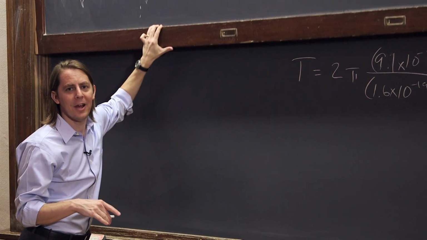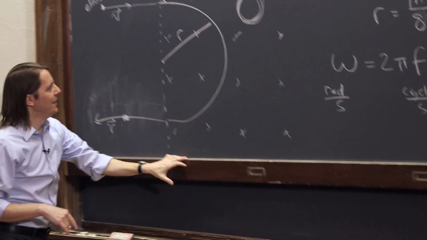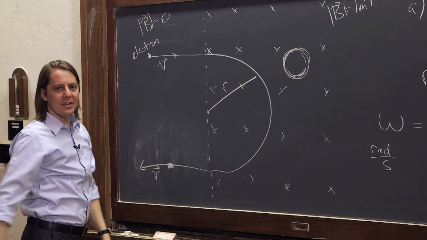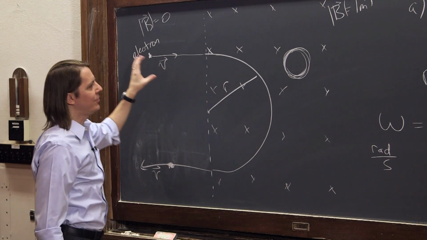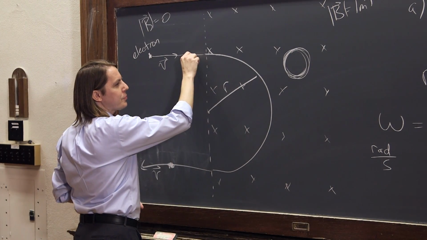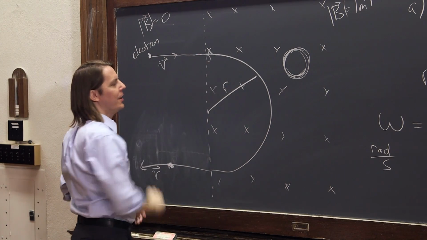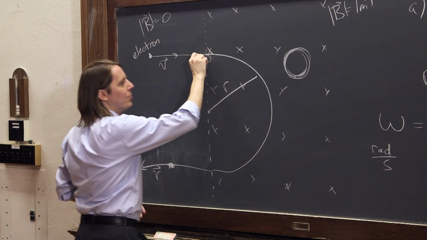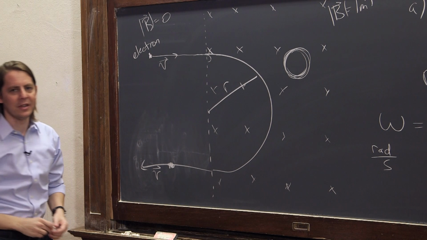It can be going really fast or really slow. It's going to go through here in 18 nanoseconds. All that matters is the properties of the electron and the magnetic field. If it's going really slow, then it'll just do that. If it's going really fast, it'll make a bigger circle, but it'll always take 18 nanoseconds.